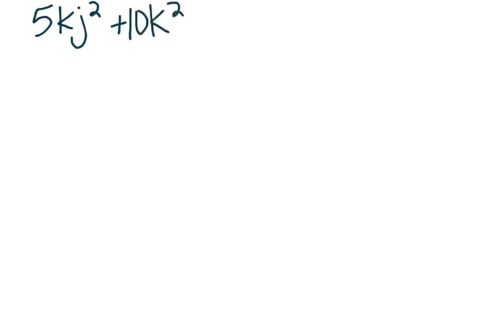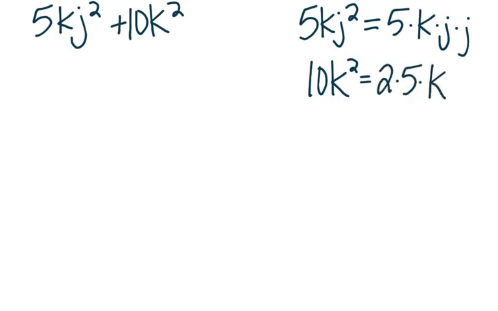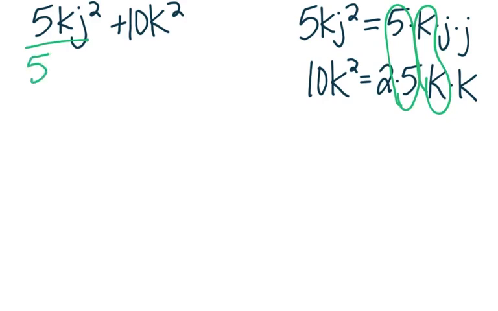So again, we're going to go ahead and break down our terms. So we have 5kj squared, which is the same thing as 5 times k times j times j. And then our second term we have a 10k squared, which is the same thing as saying 2 times 5 times k times k. And again, what do they have in common? They both have a 5, and they both have a k. So again, we can go ahead and divide both by 5k. That's what we're factoring out.